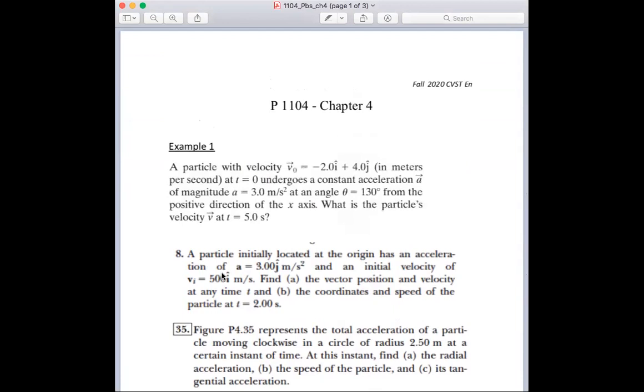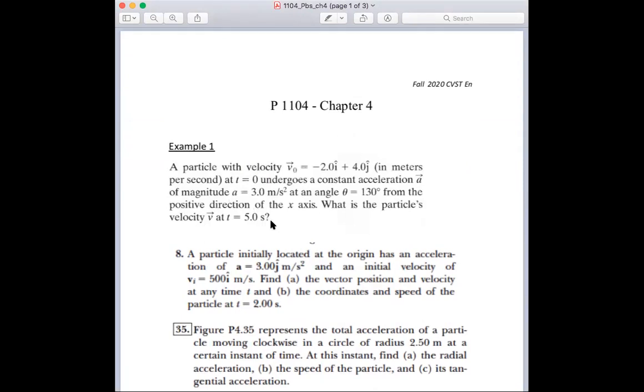A particle with velocity v0 equals minus 2i plus 4j in meters per second at t equals 0 undergoes a constant acceleration, a, of magnitude a equals 3 meters per second squared at an angle theta equals 130 degrees from the positive direction of the x-axis. What is the particle's velocity v at t equals 5 seconds?